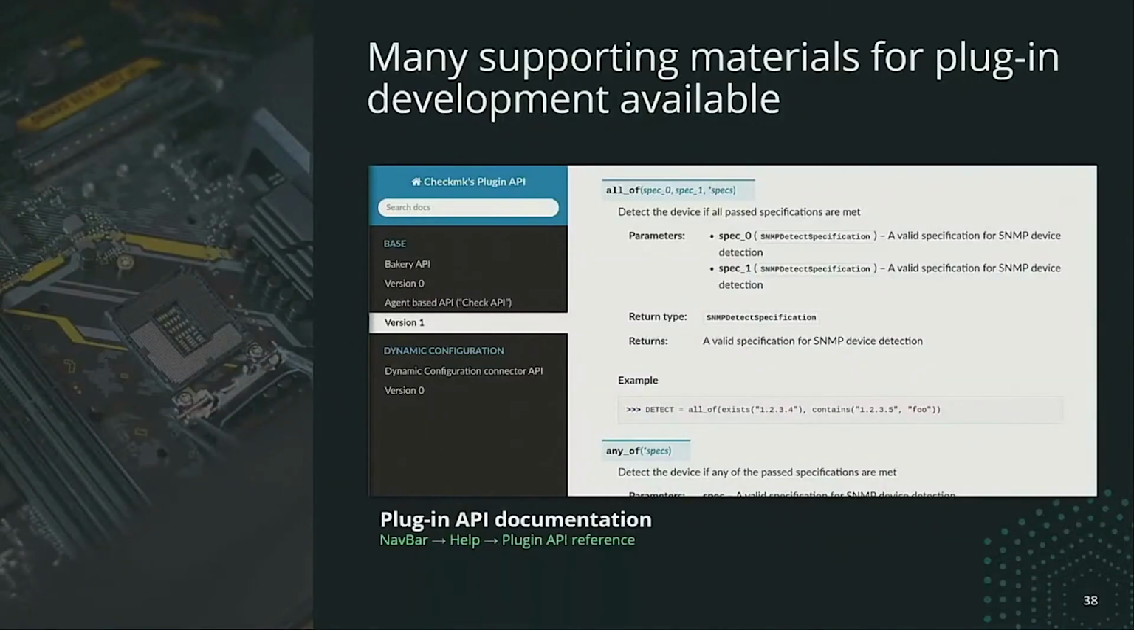What we also offer now with the new Check API is, like the REST API, an online documentation shipped with Checkmk. So in your Checkmk site, you can go to the navigation bar, open the help menu, and then open the plugin API. And what you will see here are the supported versions of the plugin API. And you see the different functions you have available, the parameters, and so on. You always have the API reference with you in your Checkmk site.